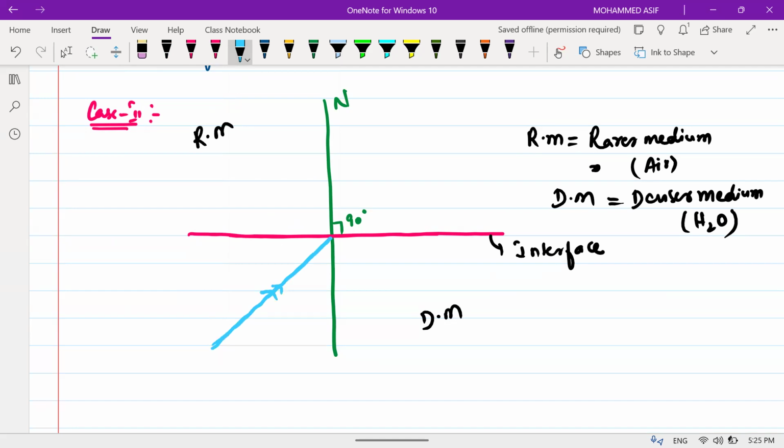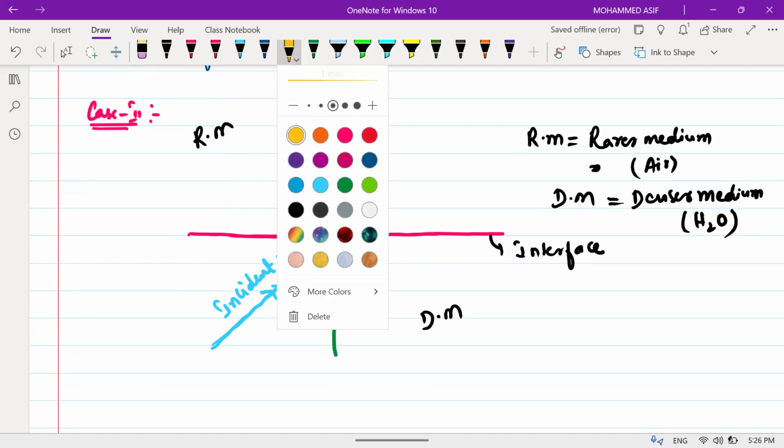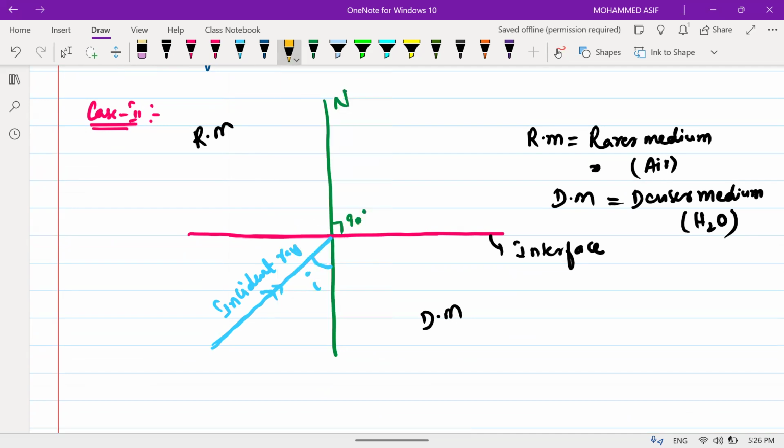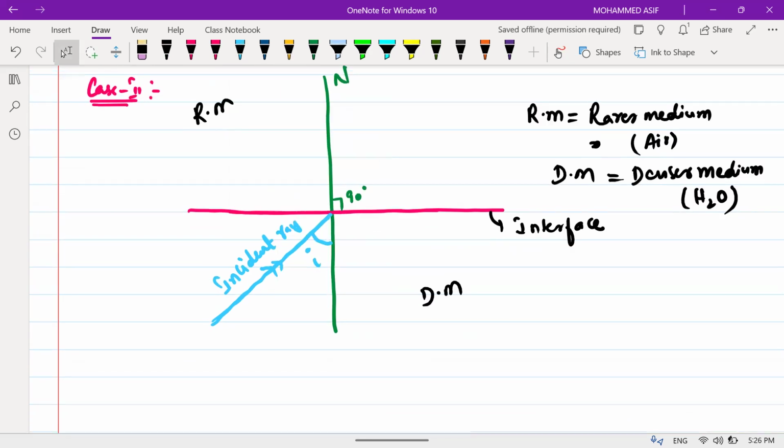This one. The angle made by the incident ray with the normal is known as the angle of incidence. This is known as the incident ray. Now what is happening in this one? See, whenever a ray of light is going from the denser medium to the rarer medium, it bends away from the normal like this. So this is your r.